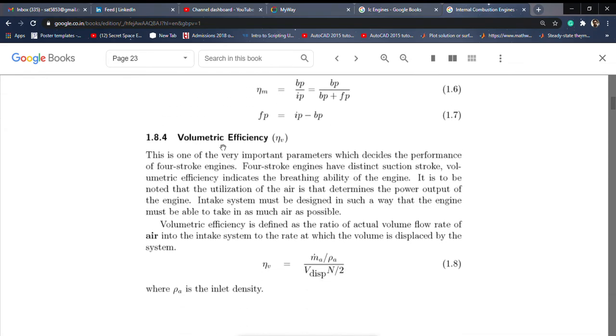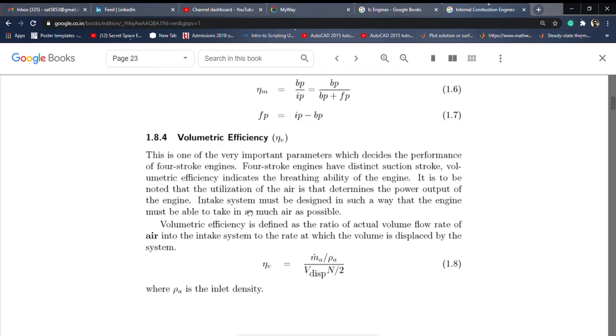This is a very important term, one of the important parameters which decide the performance of four stroke engines. Four stroke engines have a distinct suction stroke, okay. As you can see from here, during the suction stroke, air or air-fuel mixture will come into the engine, okay. So volumetric efficiency indicates the breathing ability of the engine. It is to be noted that the utilization of the air is what determines the power output of the engine.